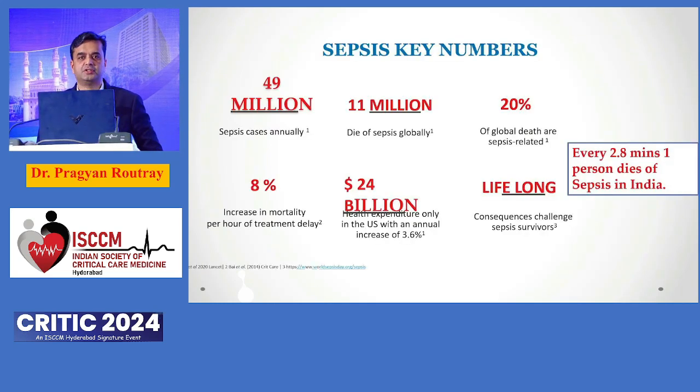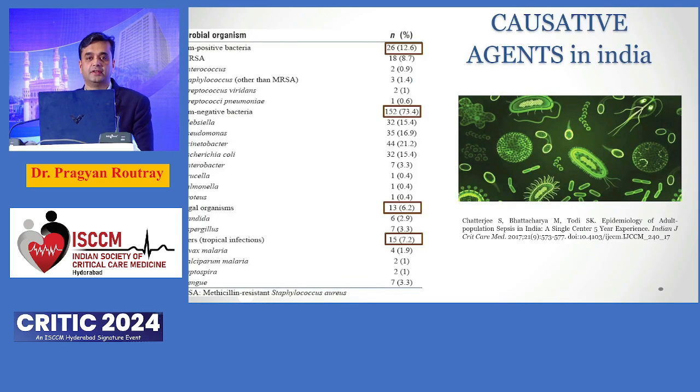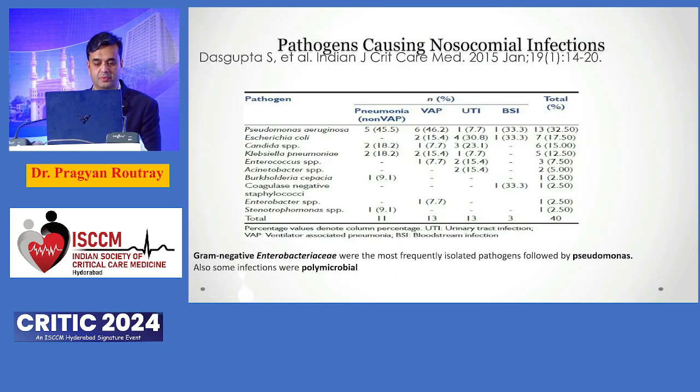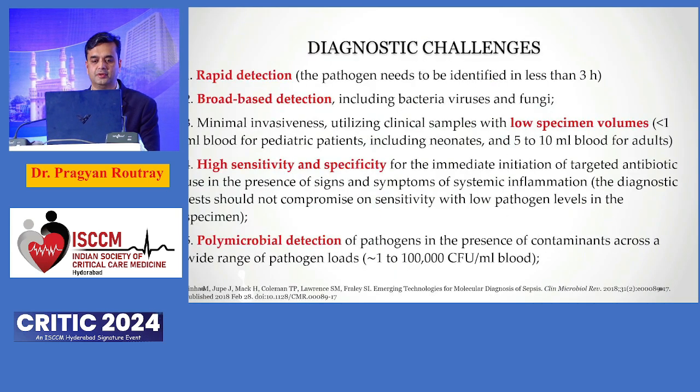So my august audience, needless to say, they all deal with sepsis every day in and day out. Every 2.8 minutes, one person dies of sepsis. There are a lot of community acquired infections, a lot of nosocomial infections. I won't be bugging you with this. We know pretty well this is happening.